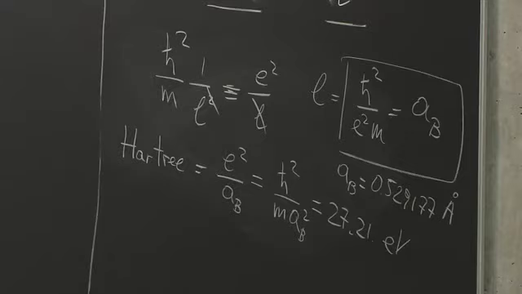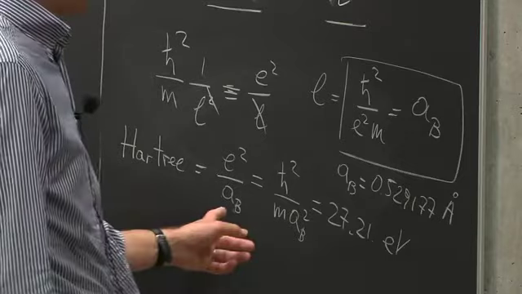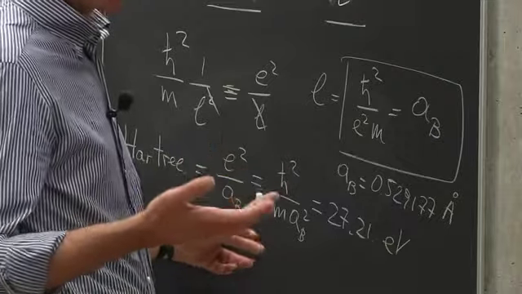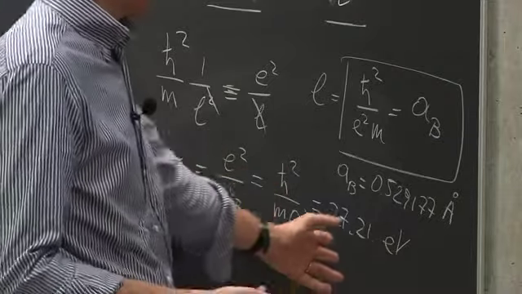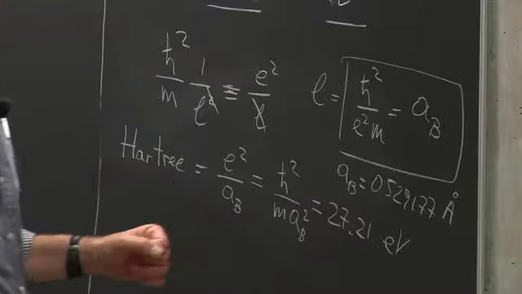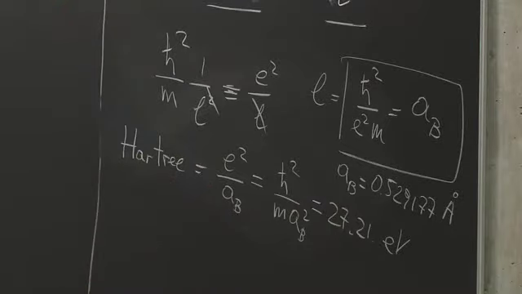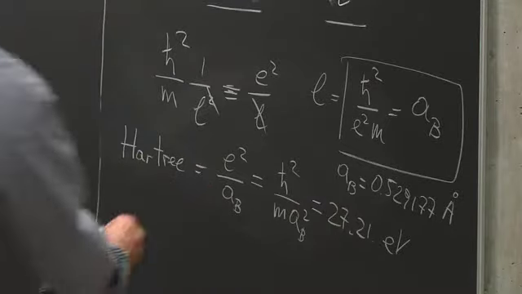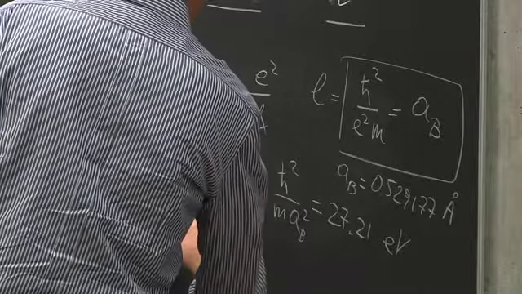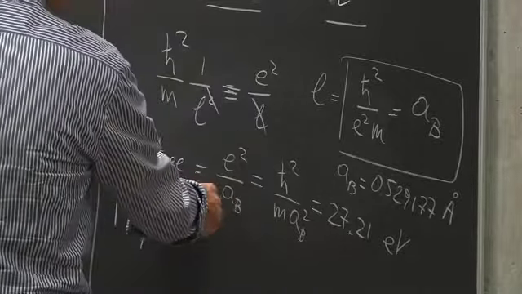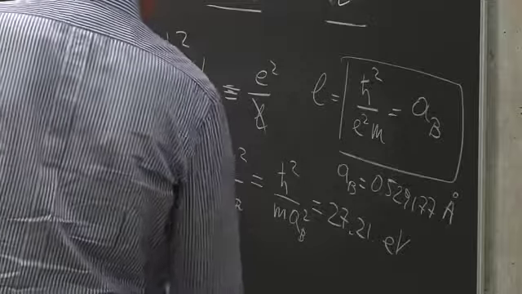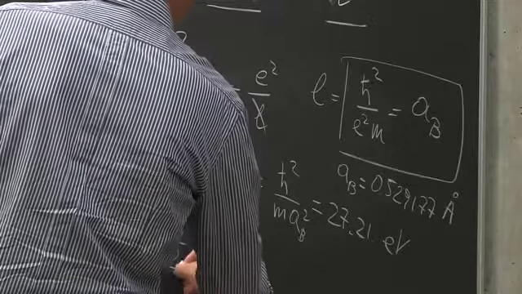And of course, the binding energy of the 1s state of the hydrogen problem is exactly 1/2 of the Hartree, right? It's called Rydberg. So one Rydberg is, in fact, e squared over 2 Bohr radius. So this is 1/2 of a Hartree.